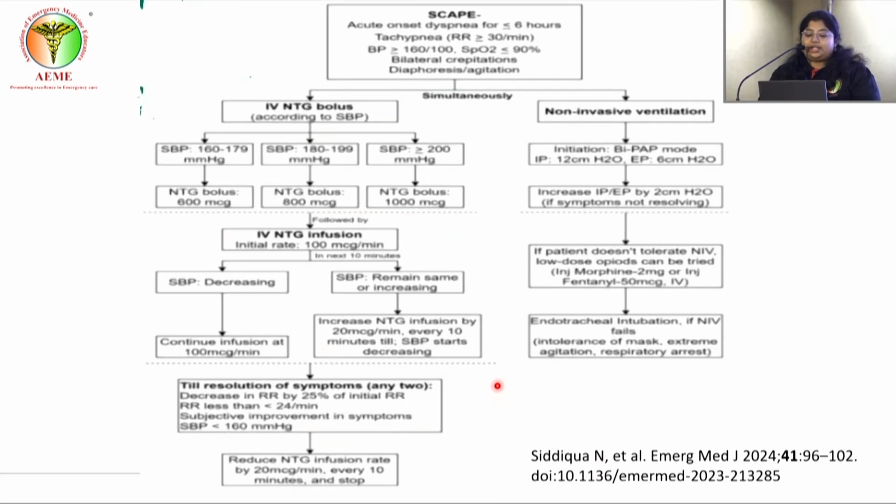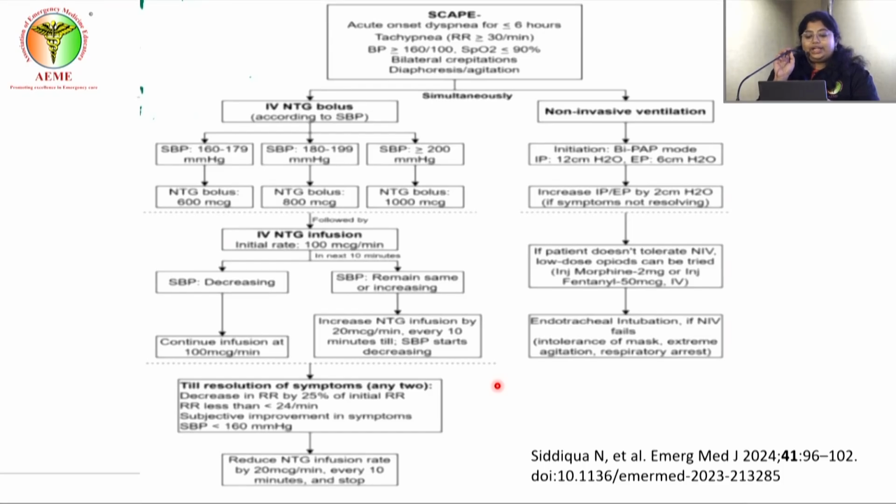On this topic, there are many observational studies done, but there are only 2 RCTs conducted in the world, and both of them are conducted in India. The first one was done in AIIMS, Delhi, published in the year 2024. Patients with acute onset dyspnea for less than 6 hours, tachypnea with a respiratory rate of more than 30 per minute, BP more than 160/100, SpO2 less than 90% with bilateral crepitations, and diaphoresis or agitation were diagnosed with SCAPE.